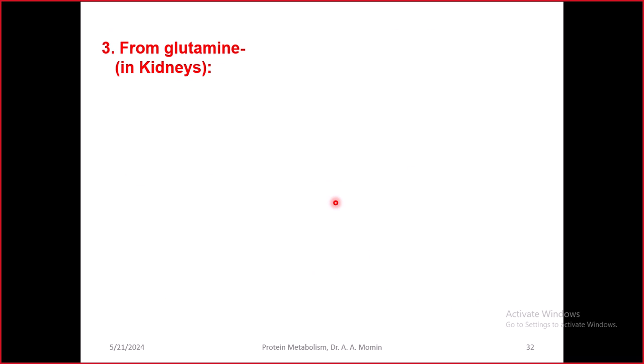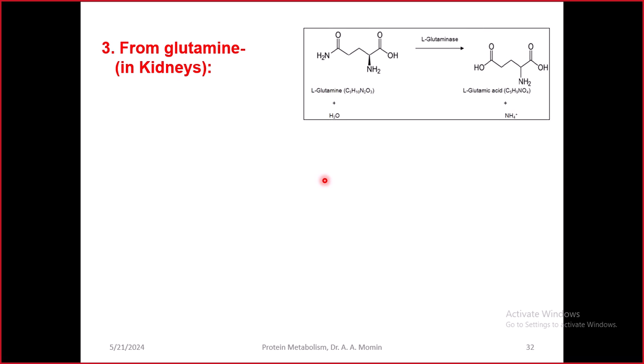Next source of ammonia is from glutamine. We know the amino acid glutamate. Glutamate is one of the acidic amino acids. So it has one amino group and two carboxylic groups. But by the addition of one extra amino group, it is converted to glutamine. This glutamine is then transported wherever it is required, mainly to the kidneys, and the action of the enzyme glutaminase removes one of the amino groups from the glutamine and converts it to glutamate. So the ammonia is liberated.